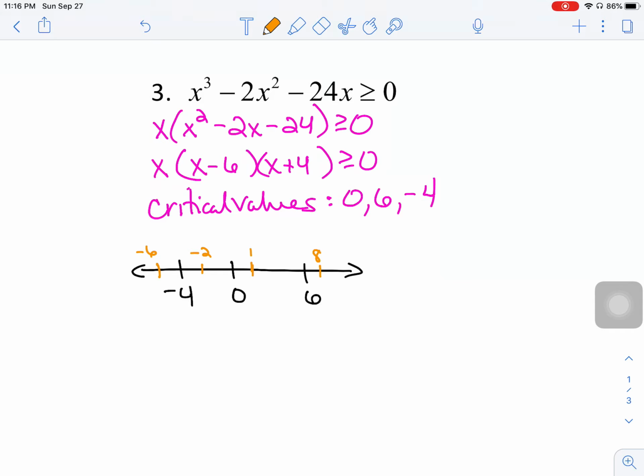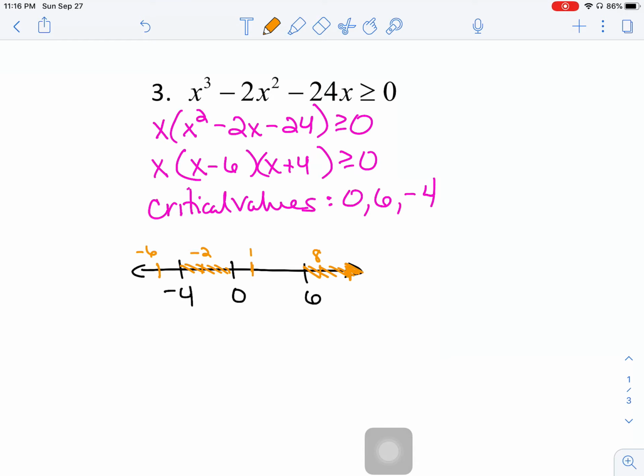I'm not going to show the test in this case. What I will tell you is -6 is false. -2 is a true statement, so we would shade from -4 to 0. 1 is a false statement, and 8 is a true statement. So I'm going to shade from 6 to infinity.